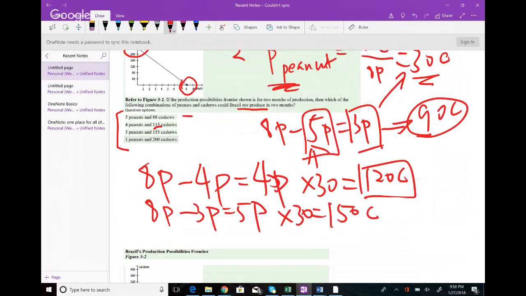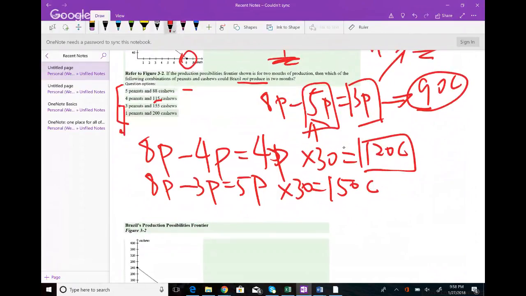But however, for this C over here, it's asking for 155 cashew. We just don't have 155 cashew, right? So the answer should be C. Okay, so C is our answer because we cannot produce 155, because the question is asking for which ones cannot.